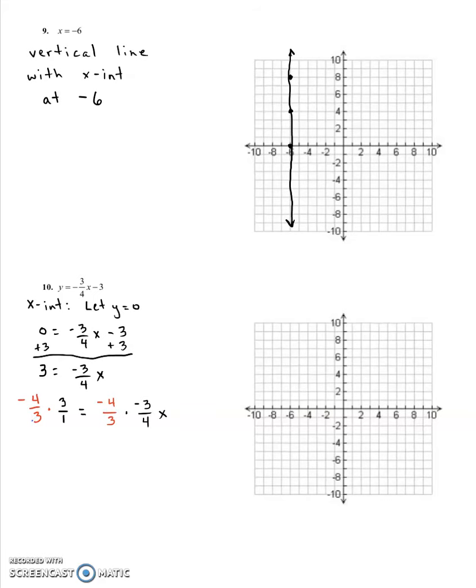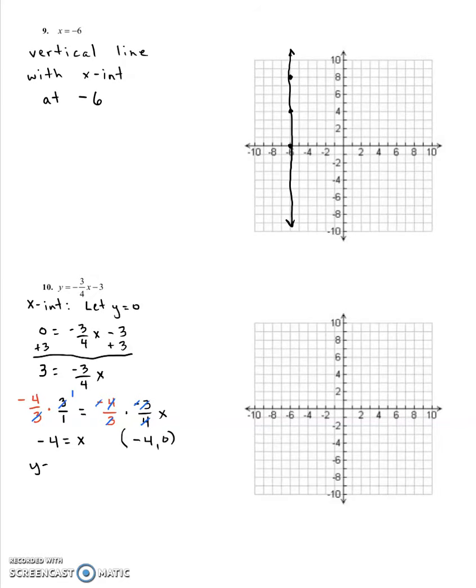Well, not everything, but the 3's cancel out on the left-hand side. And on the right-hand side, the 3's cancel out, the 4's cancel out. And since we have two negatives, those also cancel each other out, because when we multiply them together, we get a positive. So we're left with a negative 4 times a 1 on the left-hand side, sorry. So that gives us negative 4, and on the right, we're just left with x. So that one has an intercept point of (negative 4, 0).